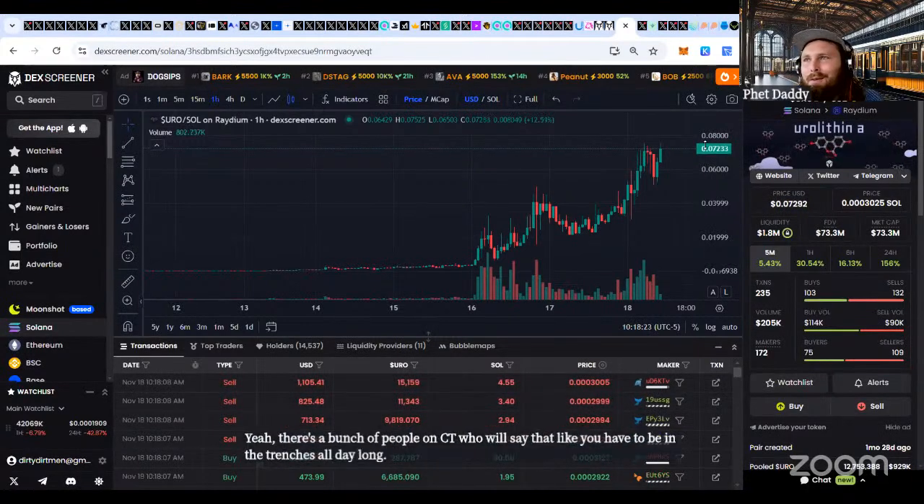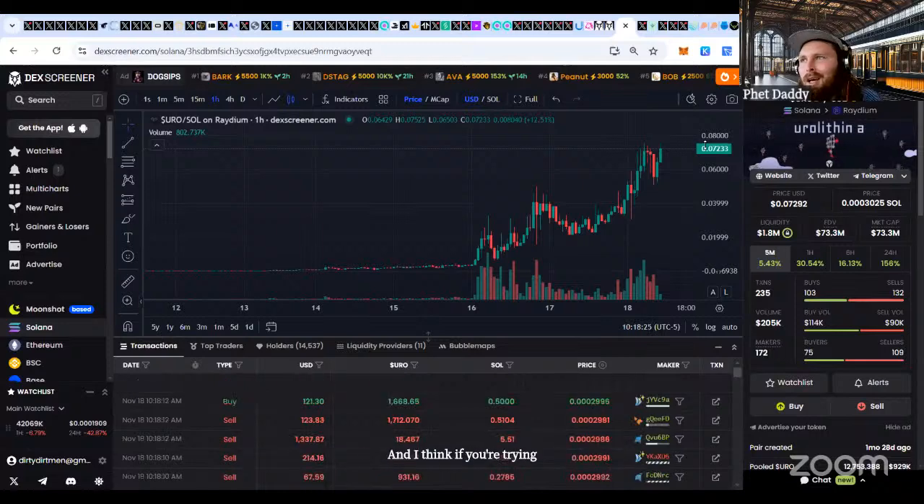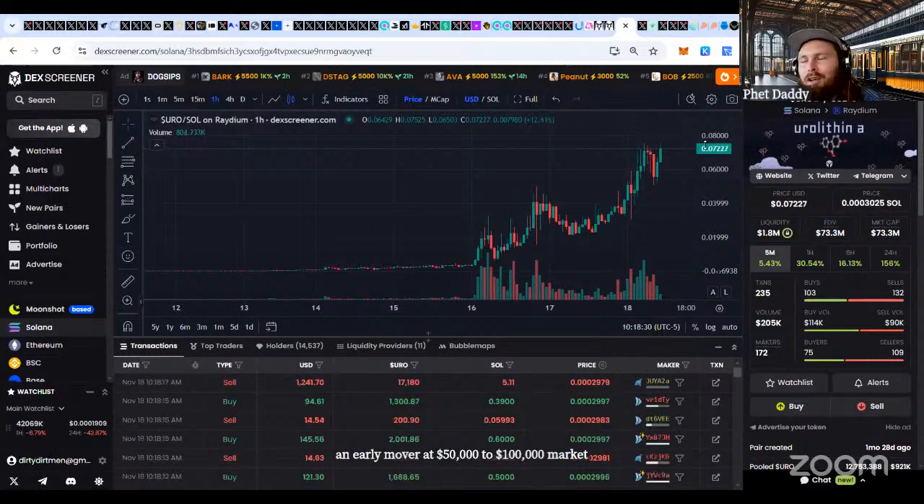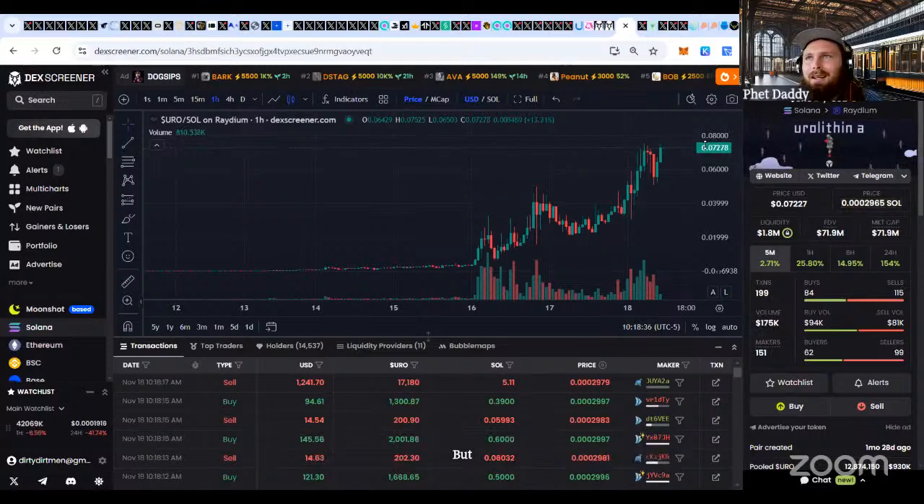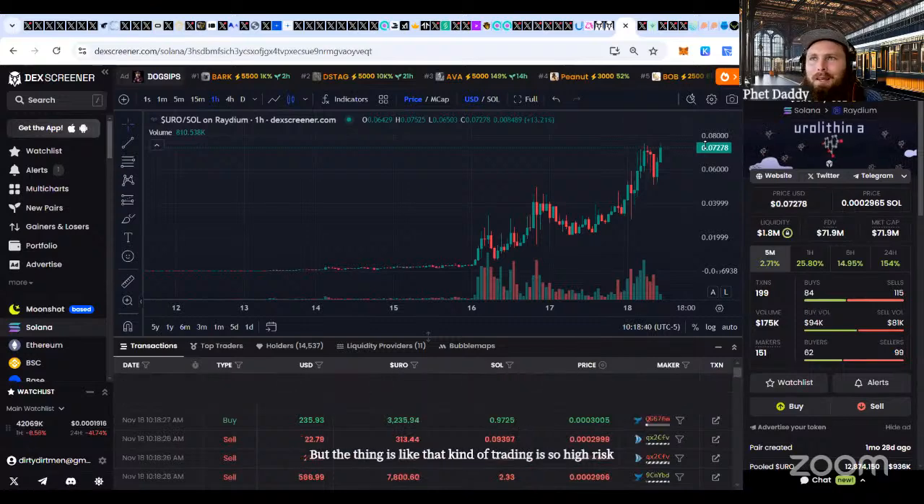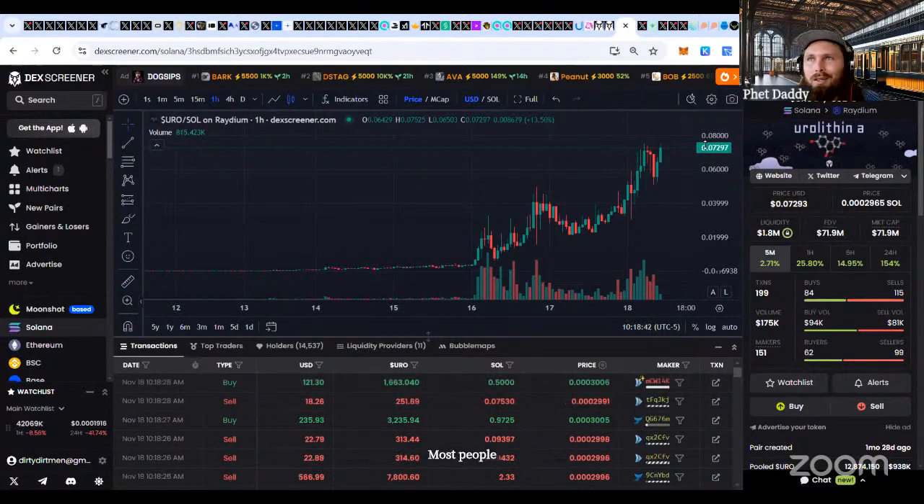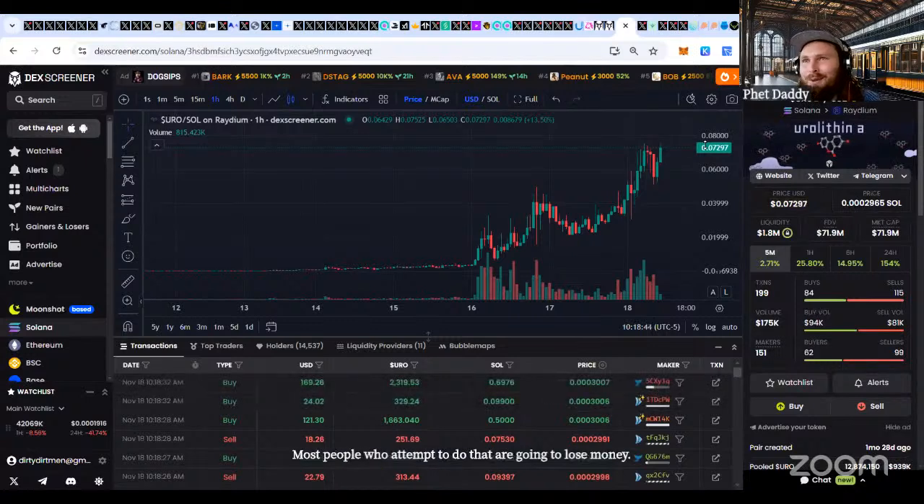And I think if you're trying to catch an early mover at 50 to $100,000 market cap, then arguably you do need that, unless you have an insane alpha group. But the thing is, that kind of trading is so high risk. Most people who attempt to do that are going to lose money, and everyone who attempts to do that will lose mental health. I guarantee it.